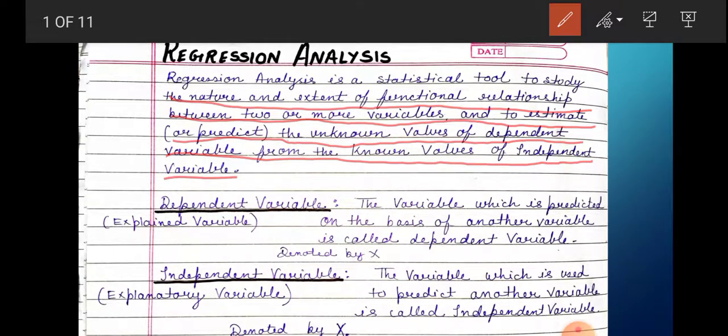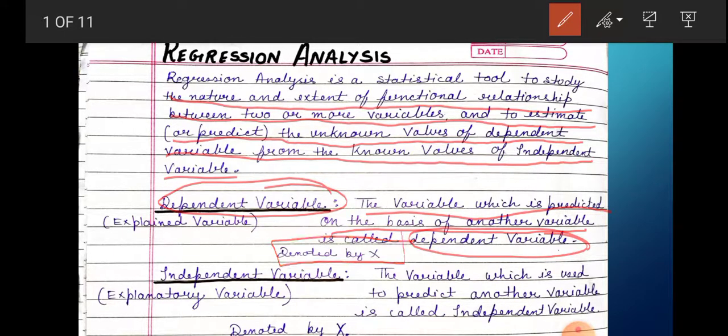Now, before explaining this definition, I will first explain what a dependent variable is. The variable which is predicted on the basis of another variable. Means, with the help of another variable, if we are predicting any other variable, then that variable is known as the dependent variable. It is denoted by y. And the independent variable is the variable which is used to predict another variable, and it is denoted by x.